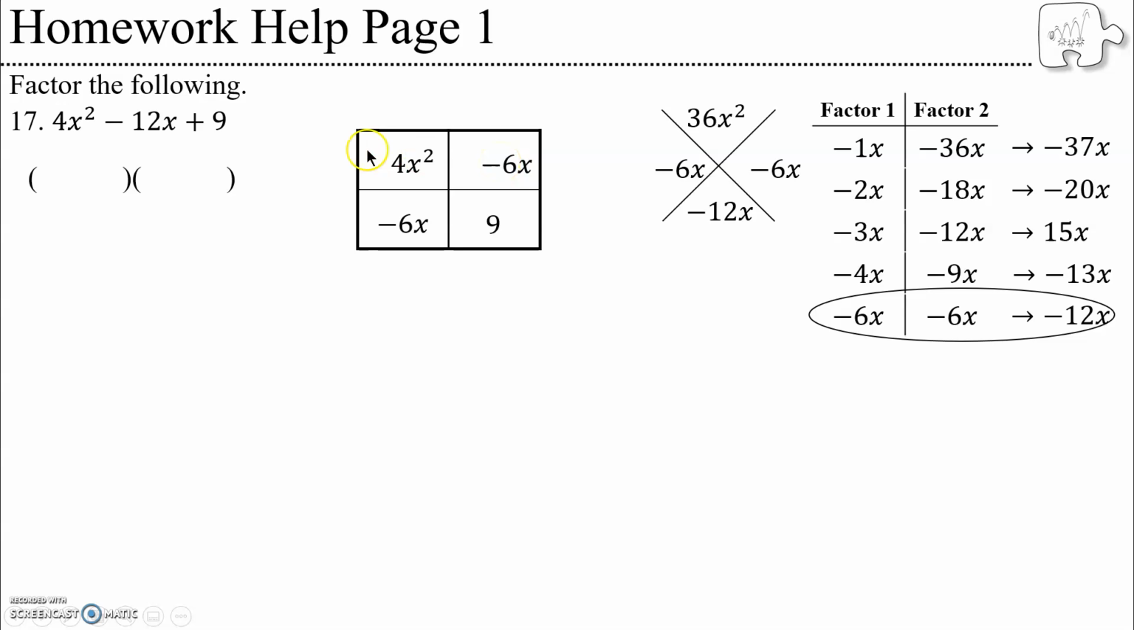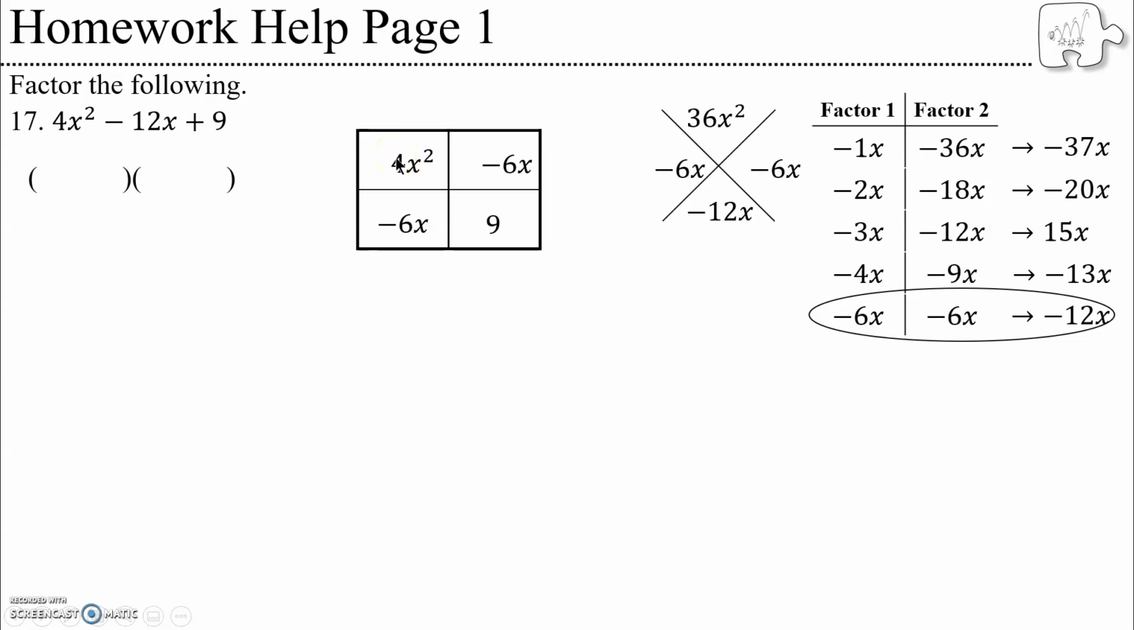Now in this top left box, we're going to find the greatest common factor going in both directions. They both have an x. And what number goes into 4 and 6? It has to be smaller than 4. 4 doesn't go into 6, so it's not 4. The only numbers that go into 4 are 2 and 1, but 2 works.